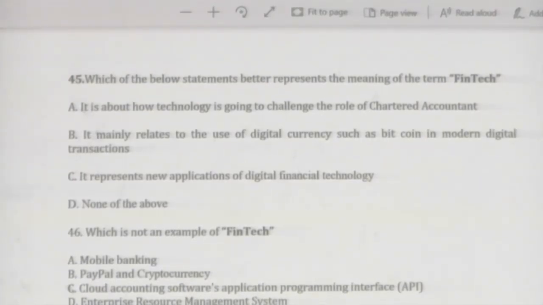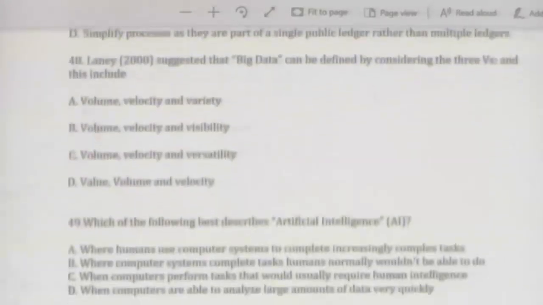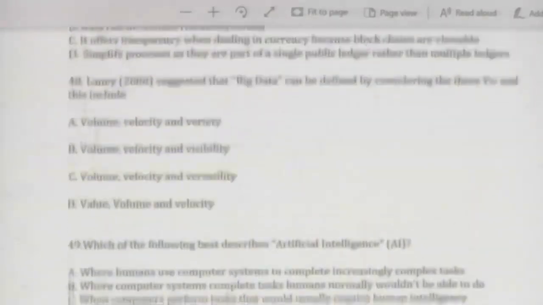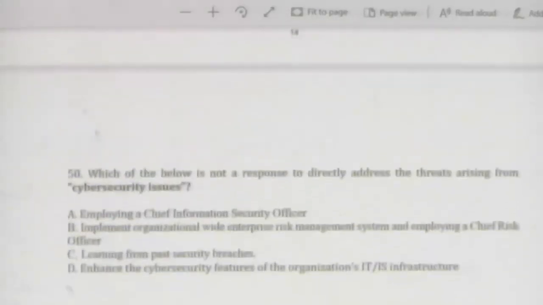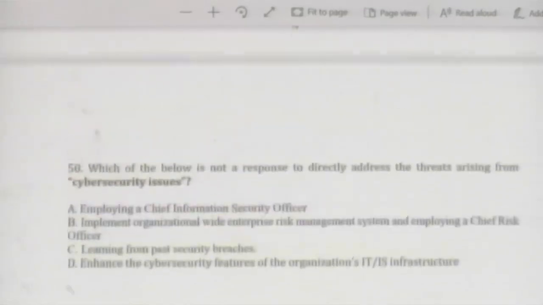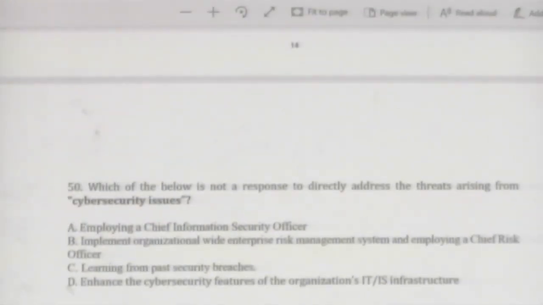So, if I quickly run through these 5 questions, there is one question about fintech. Fintech here means financial technology, right? What does it mean, right? And what is an example of fintech? Blockchain. What is blockchain? And there is something on the 4 V's, and there is something on AI. There are 5 questions. Cyber. So, let me quickly take you through a small explanation of this.